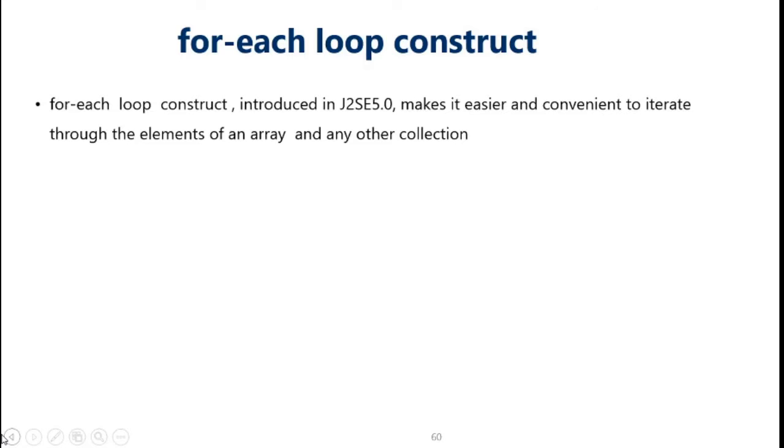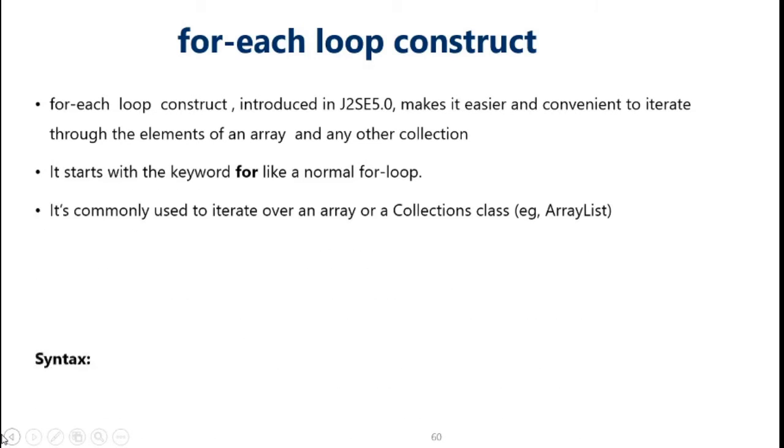Now in this for loop we are giving the condition. Here in for each loop the condition is not there. You have to compulsorily visit each and every element of the array. So what is the syntax of for each loop?